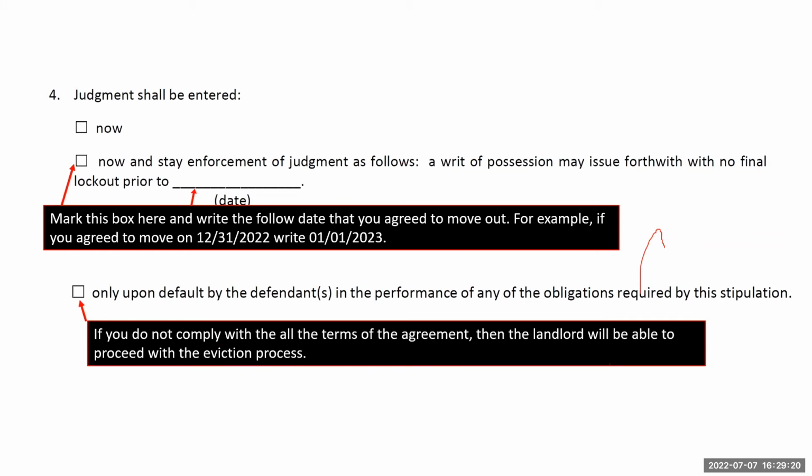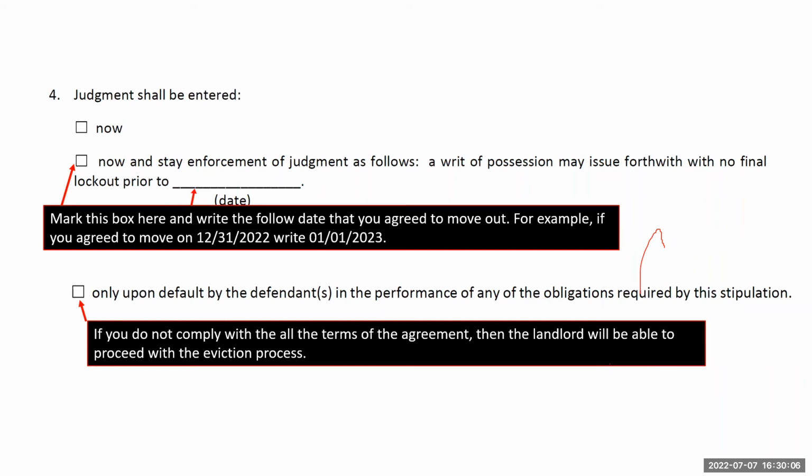So number 4, this is in regards to when the judgment shall be entered, right? So it can be either now or it can be now and say enforcement of the judgment as follows, right? So this will require for a writ of possession to be issued, right? So if the second box is marked, you want to include the date that you agreed to move out. So for example, if you agreed to move out on December 31st, then on this line in the second box, you will write the following date, right? So if you agree to move out December 31st, then you will write January 1st.